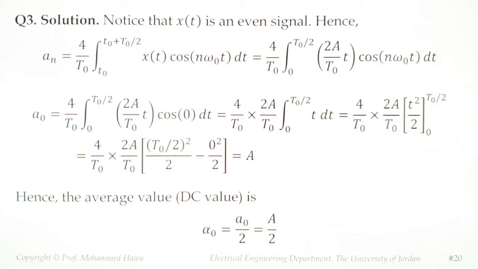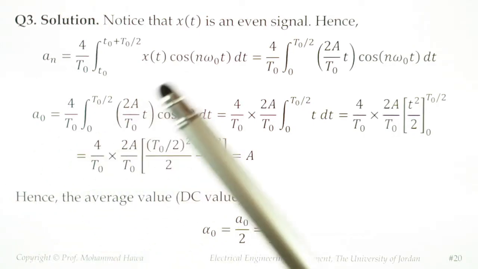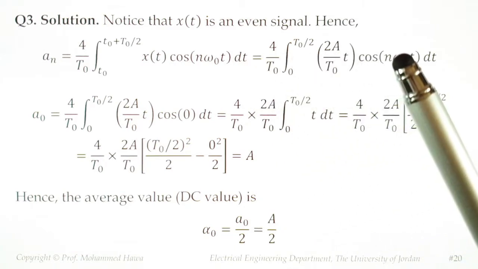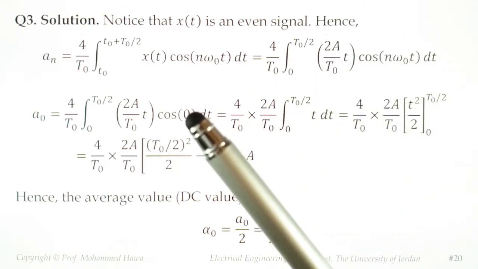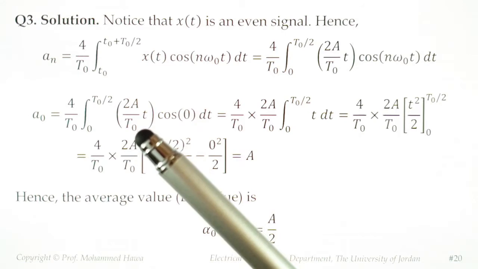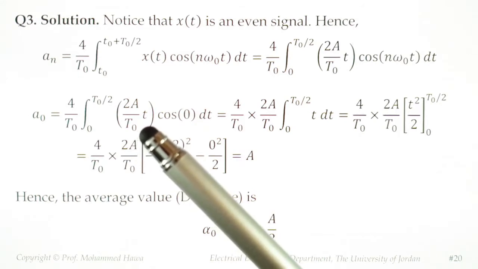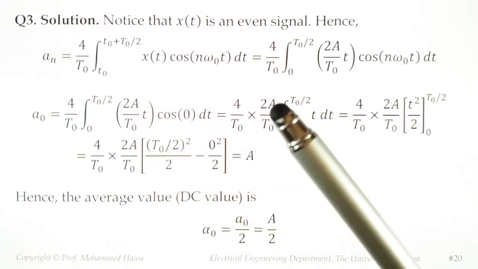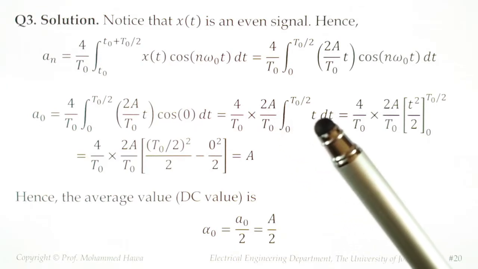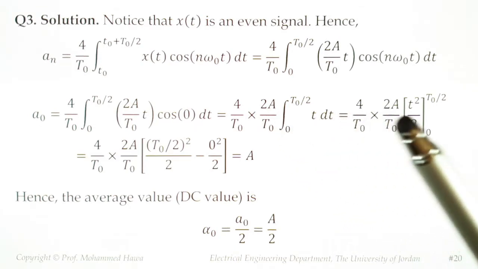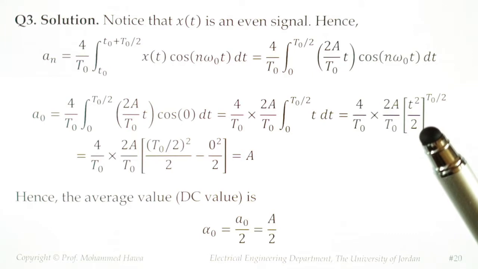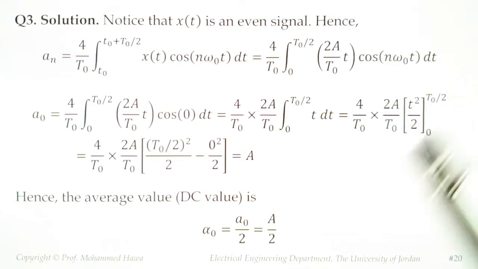As usual, I'll solve this integral for a naught first, and then I'll solve the integral for a general n not equal 0. For a naught, substitute n equals 0 here and here. You get cosine 0 is 1, and that leaves us with 2A over t naught t. I can take this constant outside the integral. The integral of linear line t is t square over 2. You go from 0 to t naught over 2.